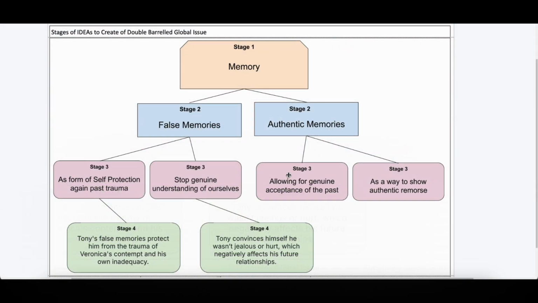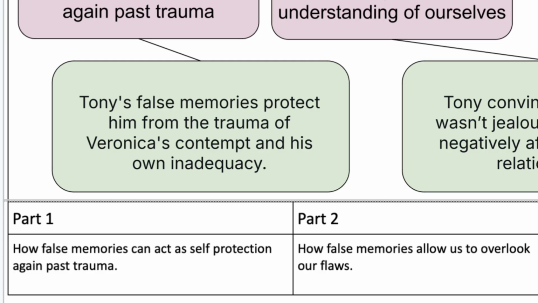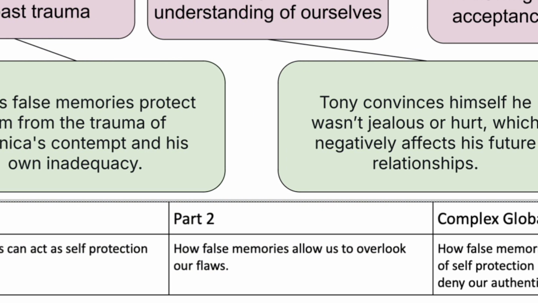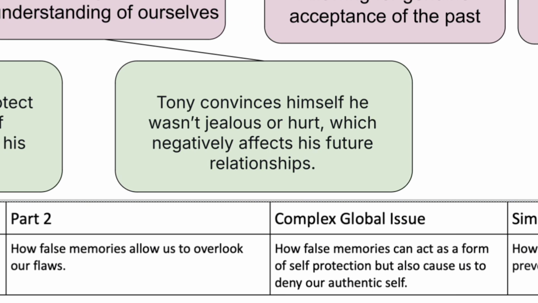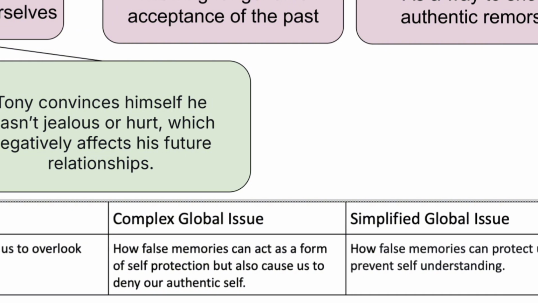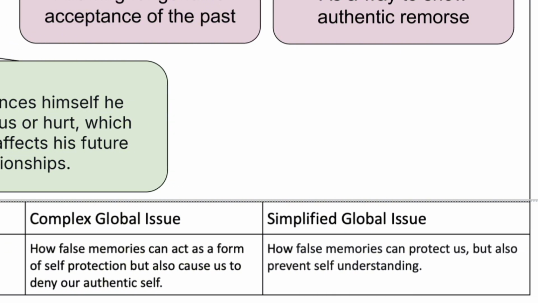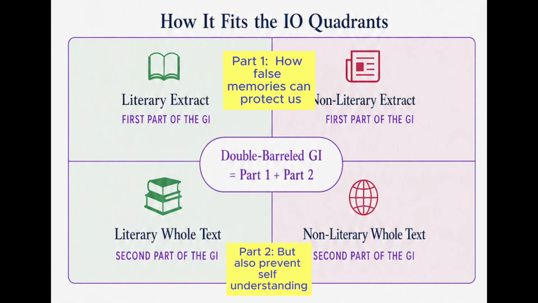Now, importantly, all of these are ideas and concepts that we will have studied in class, done group work analysis on, that the students have engaged with. So to get to our global issue, essentially, we just take these two stage 3 and 4 ideas and put them together. So how false memories can act as self-protection against past trauma, but also how false memories allow us to overlook our own flaws. And ultimately, this can be simplified into how false memories can protect us, but also prevent self-understanding. That's 11 words, but with 2 arguable ideas. One for the extract, one for the whole text.